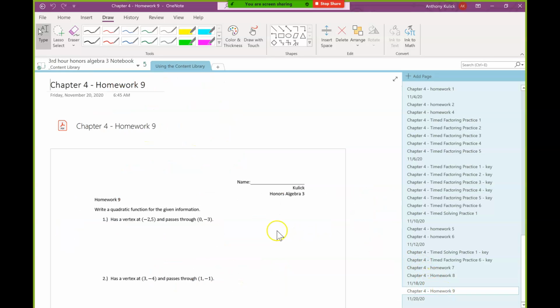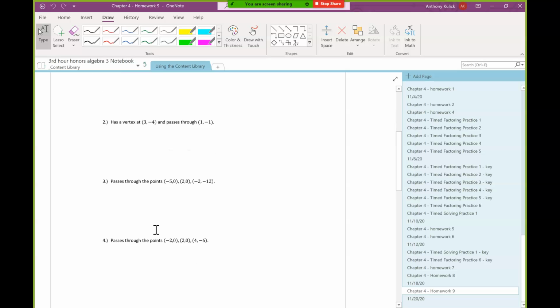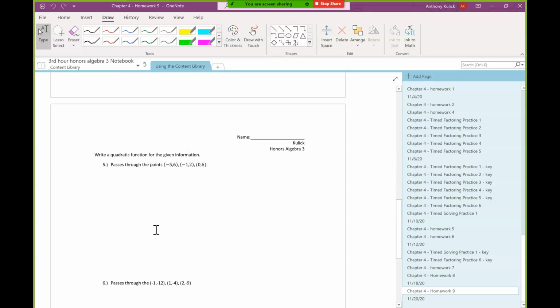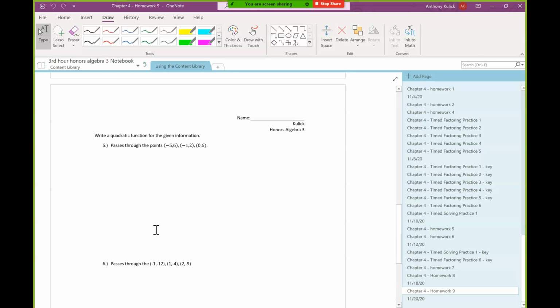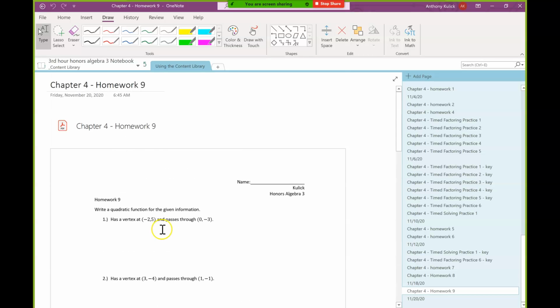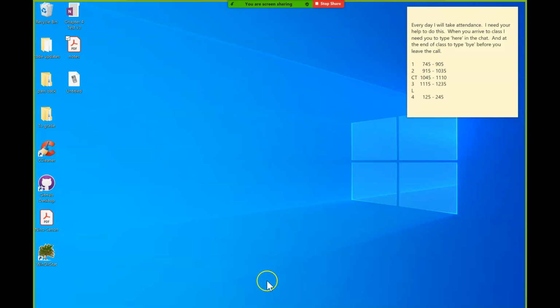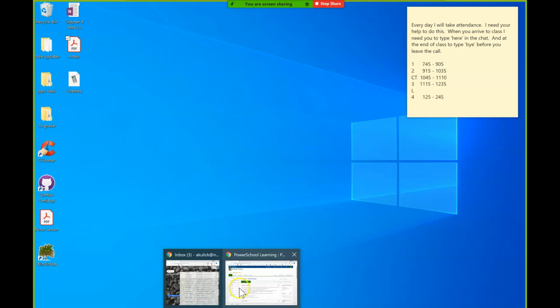So I have homework 9 that I've posted into the OneNote. This is just 6 problems similar to the things that we did in the example. So that shouldn't be a big deal. And then today we're going to take our homework quiz for this chapter. The homework quiz for this chapter is going to be done a little bit differently.